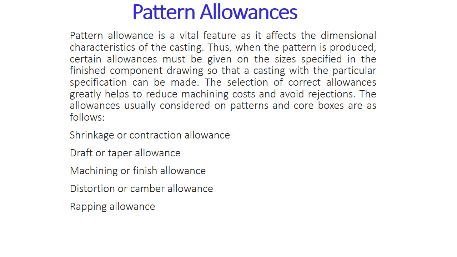There are basically five types of allowances. Number one, shrinkage or contraction allowances. Number two, draft or taper allowances. Number three, machining or finishing allowances. Number four, distortion or camber allowances. And number five is the warping allowance.